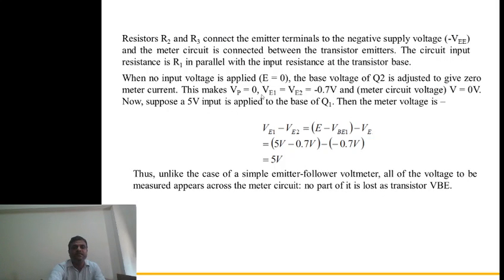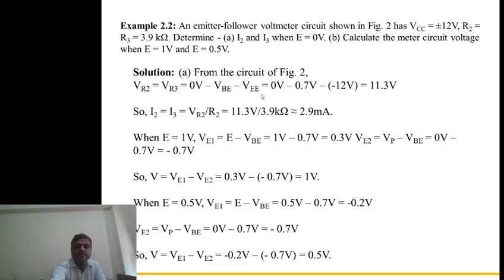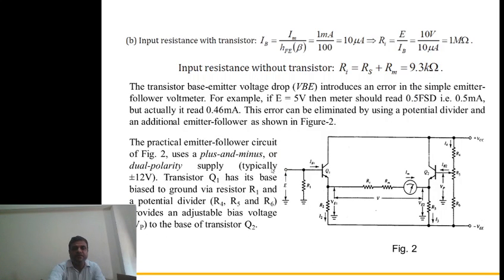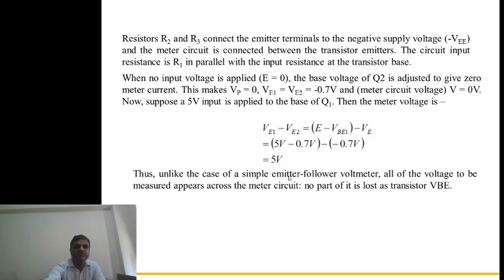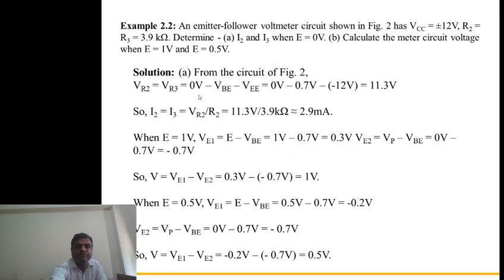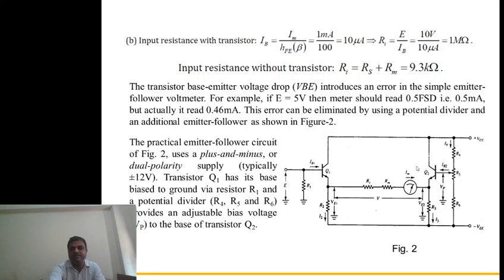When no input voltage is applied, E is equal to 0. See here, initially this E is equal to 0, so there is no voltage applied. Once no voltage is applied, E equal to 0, the base of Q2 is adjusted to give a 0 meter reading. At this point in time, we adjust this circuit such that once E is 0, the meter indicates 0. It means the circuit is balanced: when E is 0, the meter reading is 0.